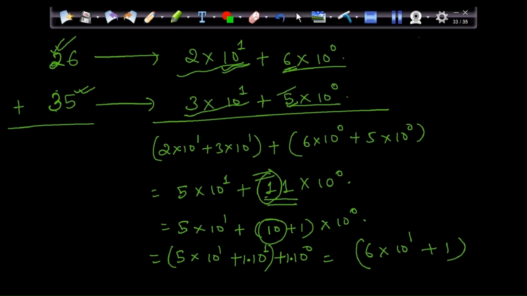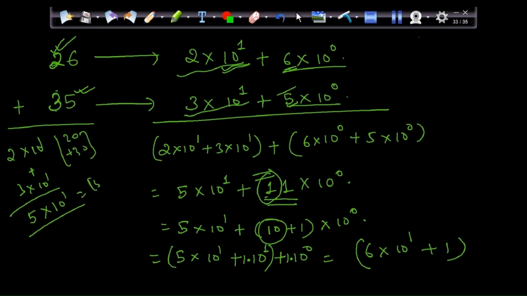Now what is happening is this: 2 into 10 to the power 1 plus 3 into 10 to the power 1, then the result would be 5 into 10 to the power 1. And this is absolutely a correct result, because in essence it is nothing but 20 plus 30, right? So it is nothing but 50.